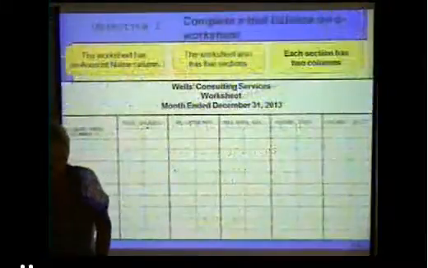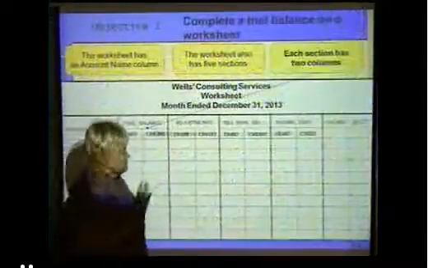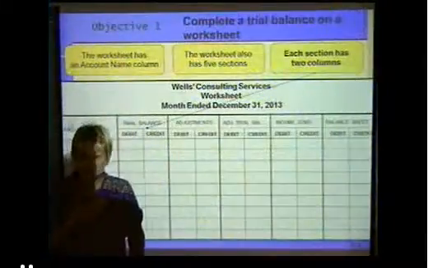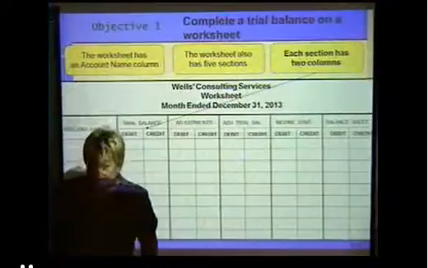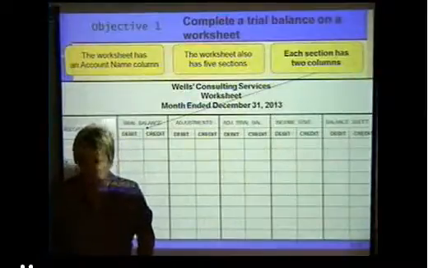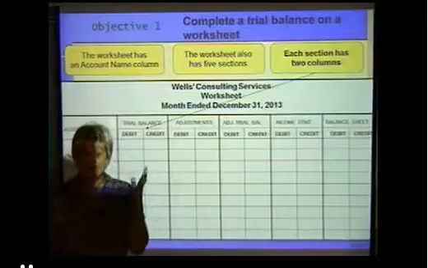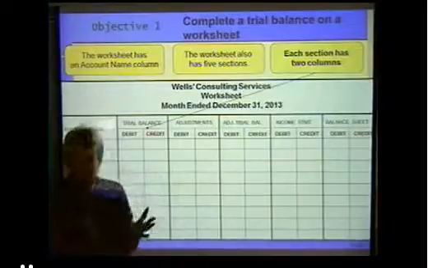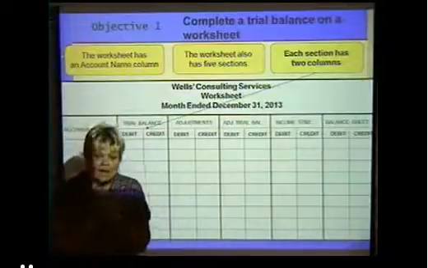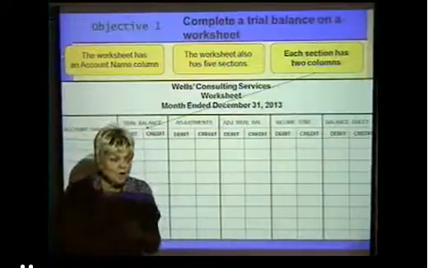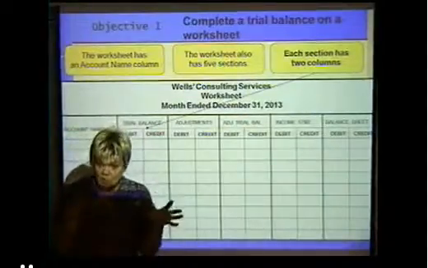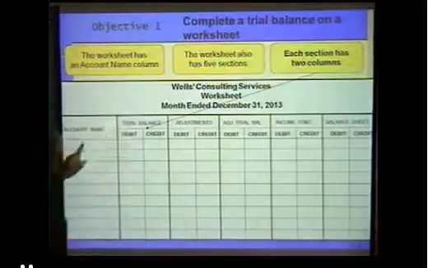Okay, so what we're going to do is look at what we call the worksheet. The worksheet is used to summarize our information. That's all it is. It's just a form that we use at the end of the month to put all our balances in and summarize. In other words, instead of doing that trial balance on a separate sheet of paper, we're just going to do it in the first column.